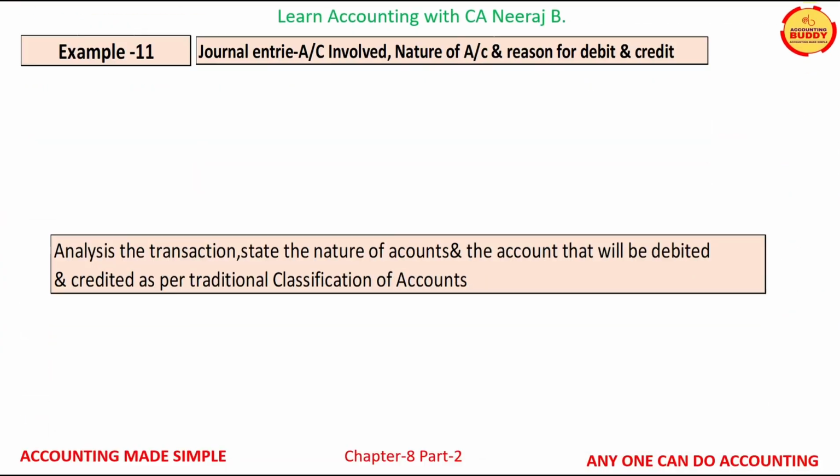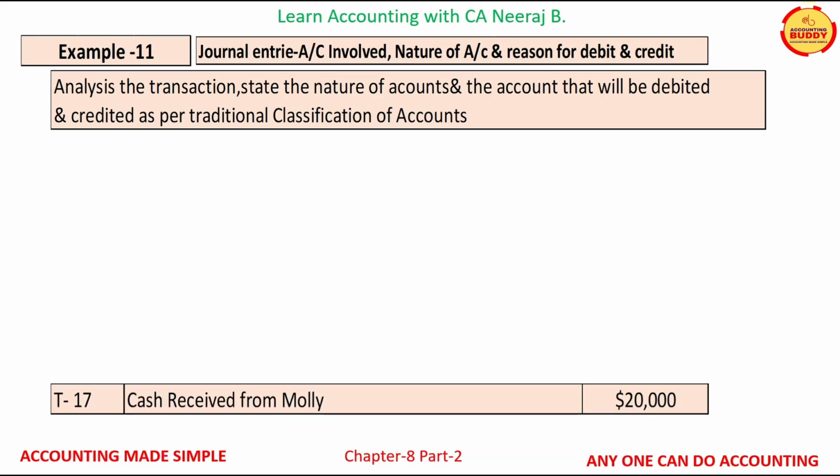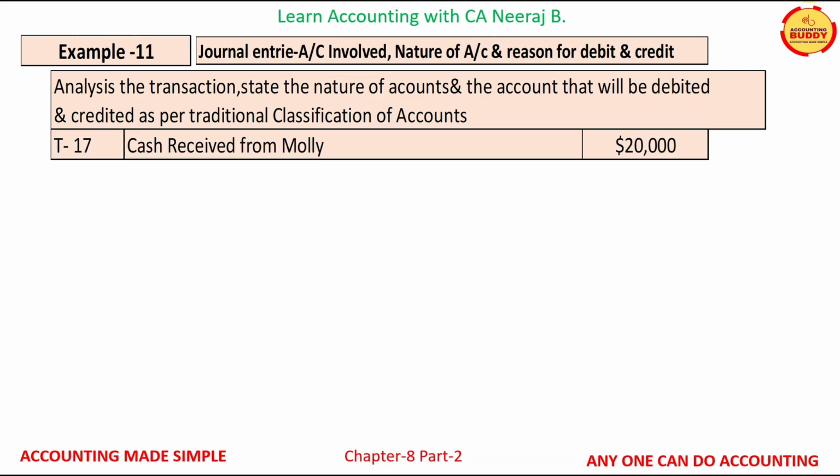Another illustration on your screen is: analyze the transaction, state the nature of accounts and the account that will be debited and credited as per traditional classification of accounts. Transaction T17 is business received $20,000 cash from Molly.